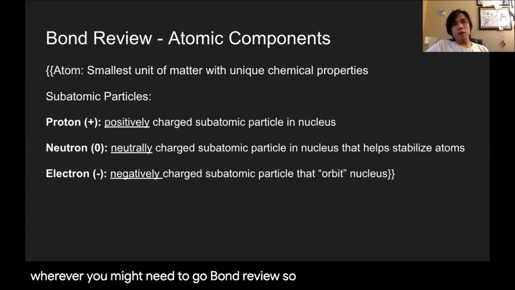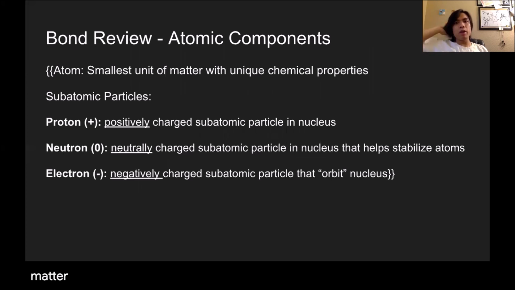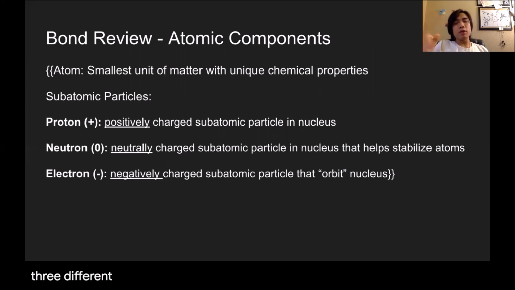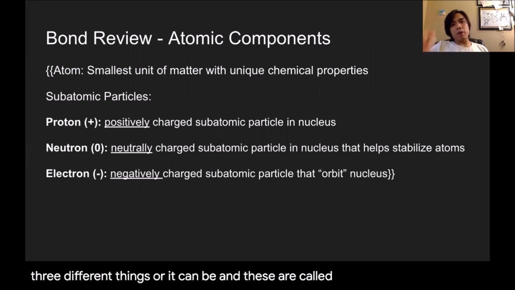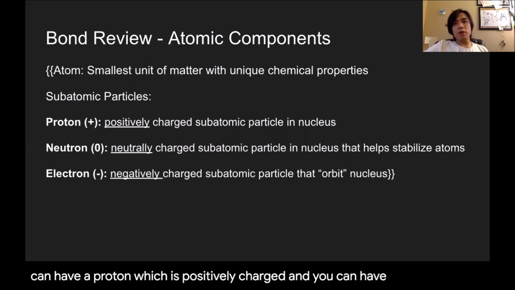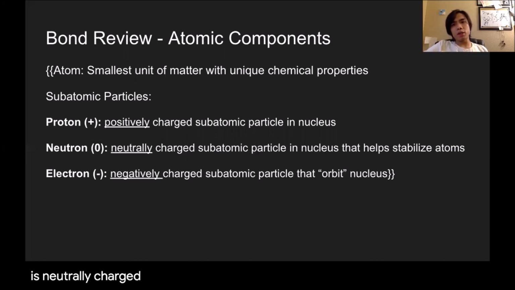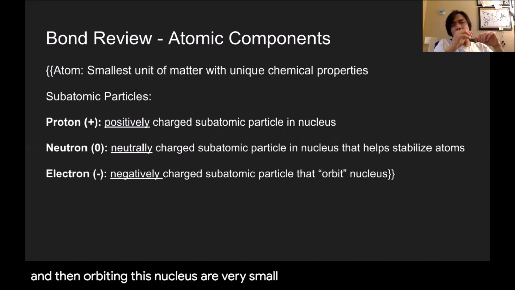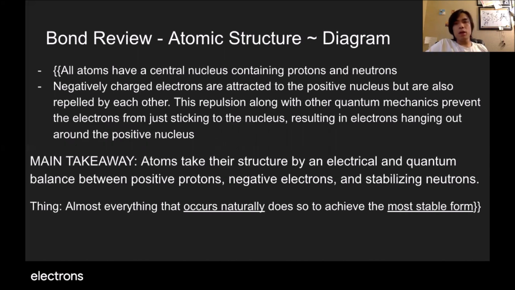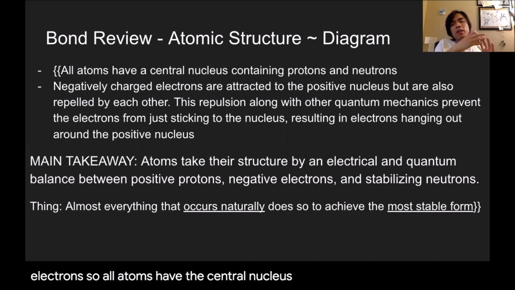Bond review. An atom is the smallest unit of matter with unique chemical properties, and an atom is composed of 3 different things, or it can be. And these are called subatomic particles. You can have a proton, which is positively charged, and you can have a neutron, which is neutrally charged, doesn't have a charge. And both of these are in the nucleus, and then orbiting this nucleus are very small negatively charged particles called electrons.